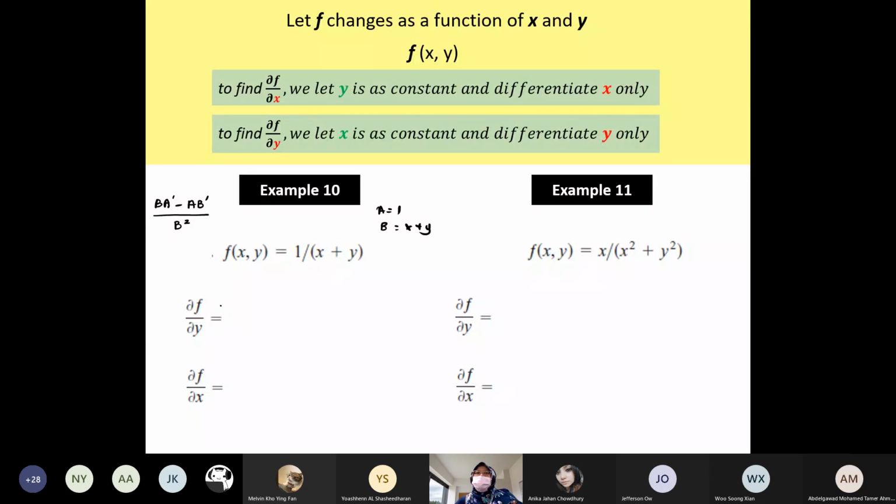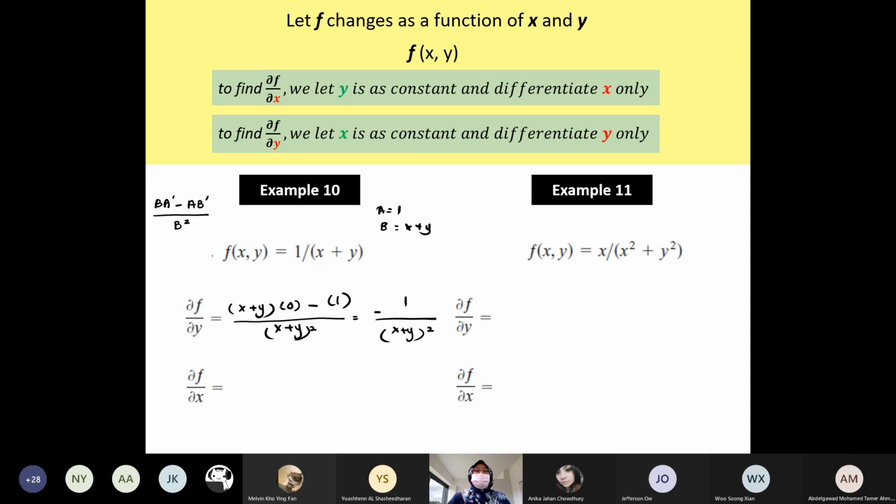Okay, so df over dy. x plus y, differentiate A, so it becomes 0 because A is a constant, right? Minus 1 multiplied by differentiate x plus y with respect to y, you have 1, over x plus y. If you simplify, it becomes x plus y squared. If you differentiate with respect to x, it is also the same.